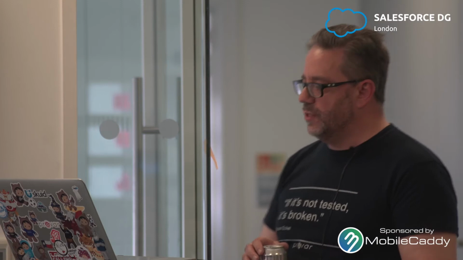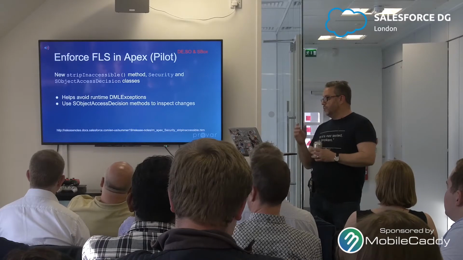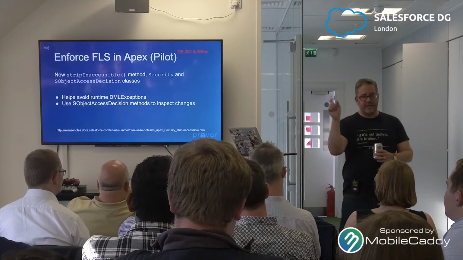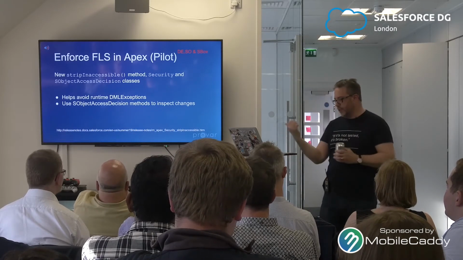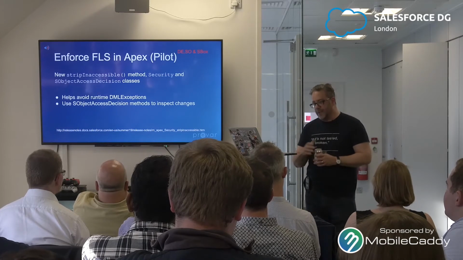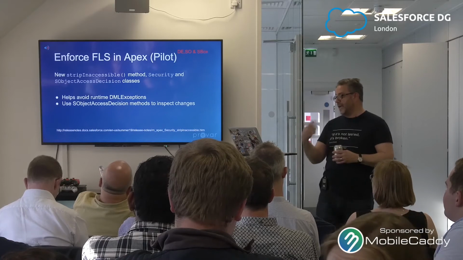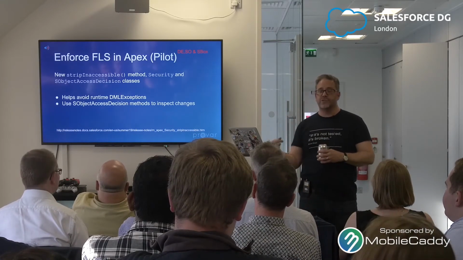So what's happened within the pilot, at least, so I hope this will be coming very soon, is there's a new security and S-object access decision class. And from those, what you can do is you can do a strip inaccessible method, which will take out the fields that aren't visible to the current running user. And I'll show you an example in a second. But basically, it's going to avoid those DML exceptions. And you can use the S-object access decision to actually say, well, which fields did it strip out? So actually, your logging and reporting can be quite good as well.